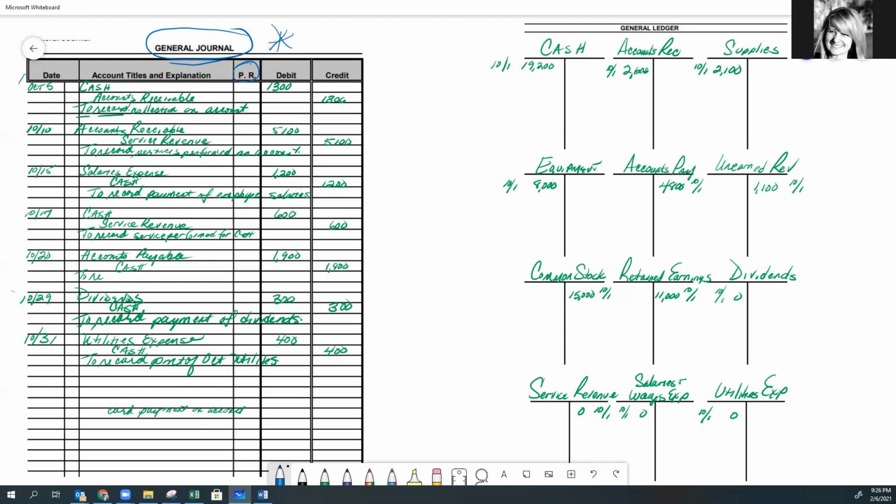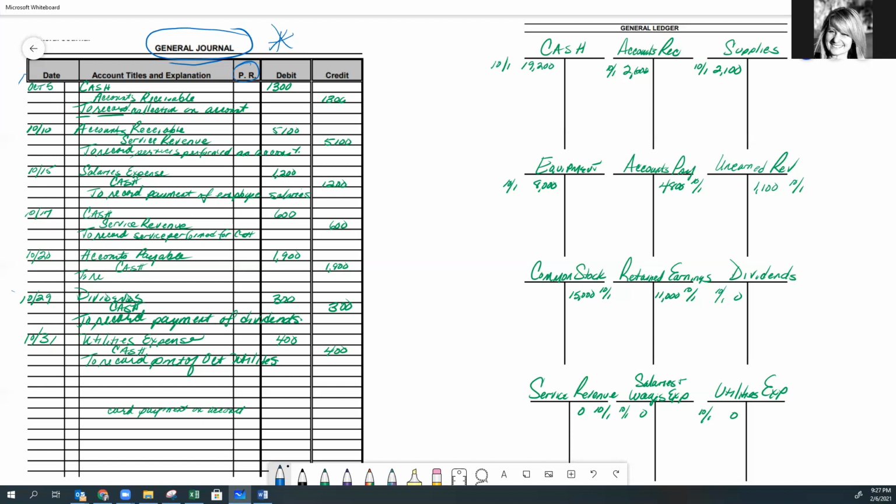So I'm just going to put a check mark so that tells me I haven't missed anything when I go to post it into my general ledger. Now, you also want to be very, very careful that not only are you posting it in the correct account, but you're posting it on the correct side. So if your journal entry is debiting the account, make sure you put it on the left because debits are always on the left and credits are always on the right.